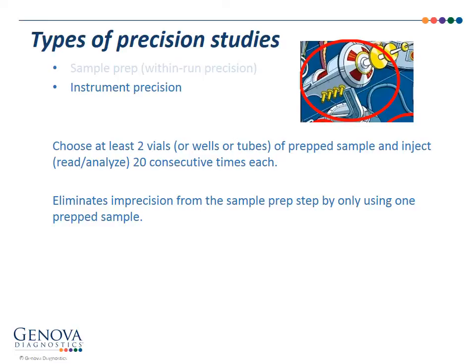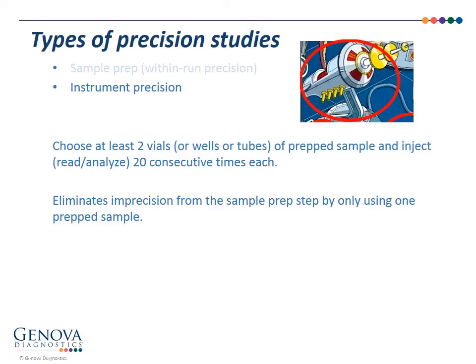We're also going to look at the instrument precision. So we're going to hold all other things constant. So we're going to hold the sample prep constant. We're going to prep 1 prep of each sample. So 2 samples, 1 prep each. And then we're going to make our instrument analyze each one of those 20 times.